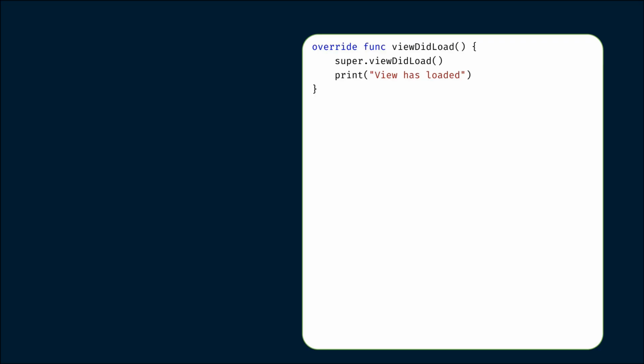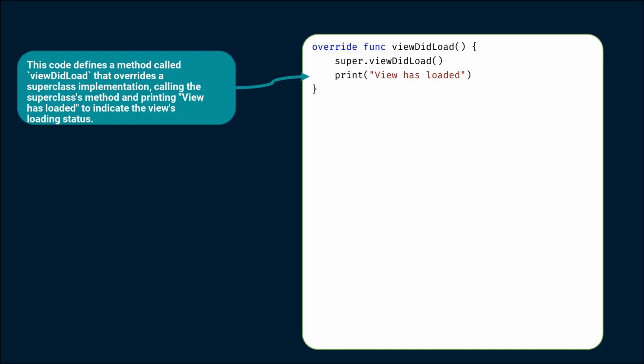Now, let's take a look at how we can implement logging to track the app's behavior more effectively. In the given code, we override the viewDidLoad method, which is a fundamental part of the view controller lifecycle in iOS. This method is called after the view controller has loaded its view hierarchy into memory. By invoking super.viewDidLoad, we ensure that any necessary setup defined in the superclass is executed first.